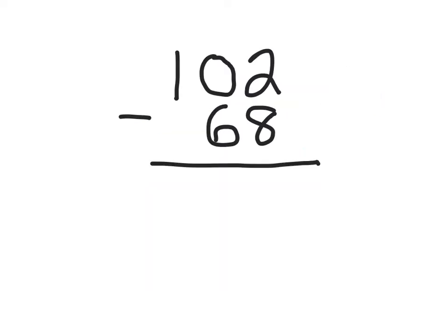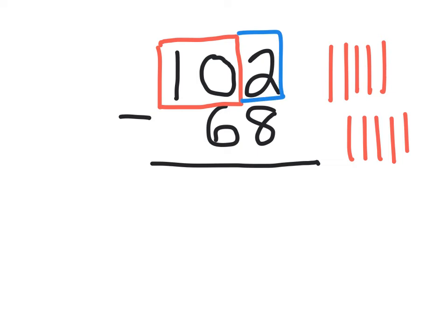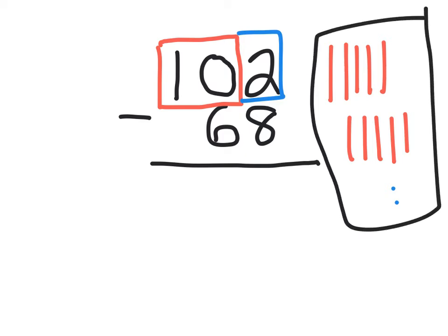So now let's take a look at how that might work with a problem such as 102. Let's just say that this 10 right here is the same as 10, 20, 30, 40, 50, 60, 70, 80, 90, 100. And then we, of course, have our ones, 1, 2. So this over here shows 102, just in a different way. So now when we regroup, it's going to be a little bit different.